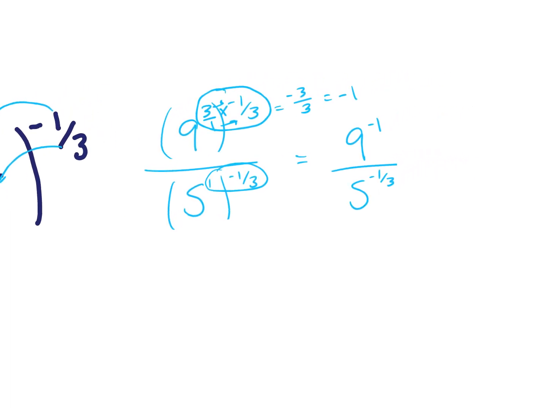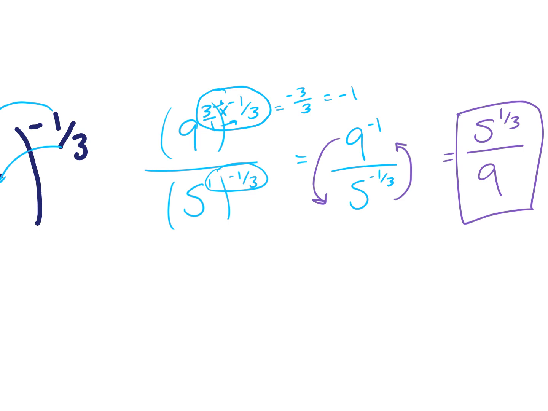Now I can't leave negative exponents in my answer, so what do I have to do? Flip it. If it's negative on the top, where does it go? To the bottom. If it's negative on the bottom, where does it go? To the top. So this would be 5 to the power of 1/3. The exponent becomes positive, and this would be 9 to the power of 1, but do I write the power of 1? No, so just 9. So this would be our answer.